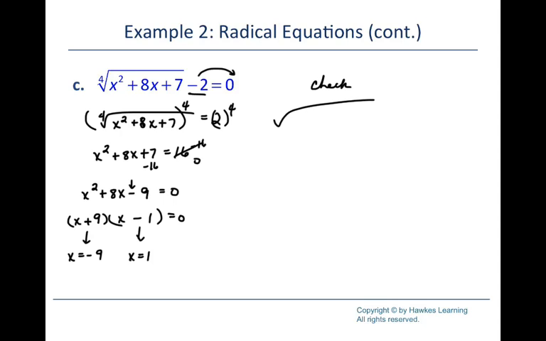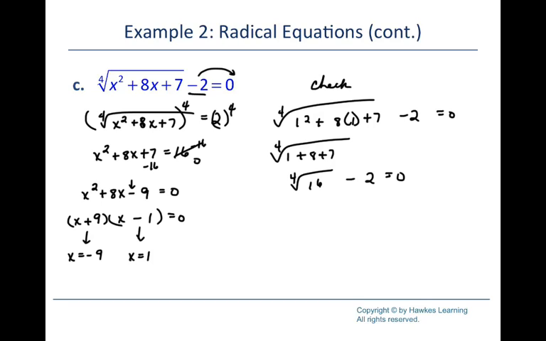Okay. The 4th root of 1 squared plus 8 times 1 plus 7 minus 2 equals 0. Okay, 4th root of 1 plus 8 plus 7, that's 16, minus 2 equals 0. Well, we already said that 2 to the 4th power is 16, so the 4th root of 16 is 2, and that does equal 0, 2 minus 2. So 1 is a good answer. We're okay with 1. We need to check the -9. So let's erase that check.